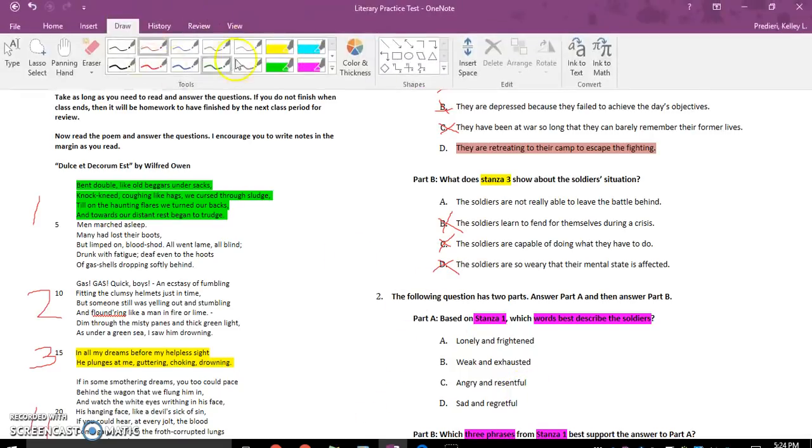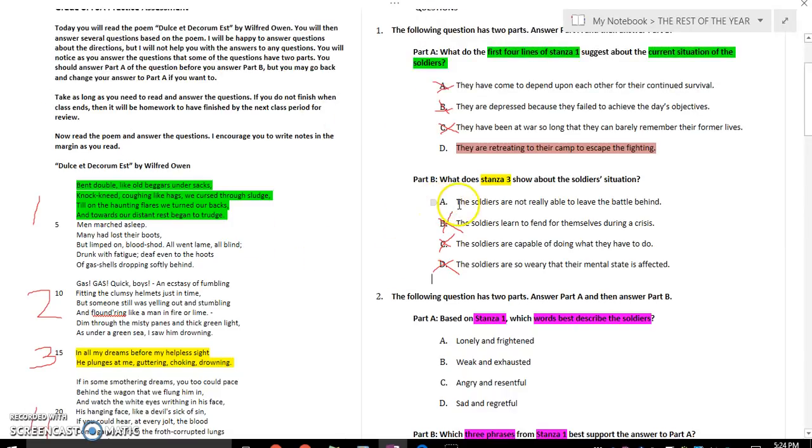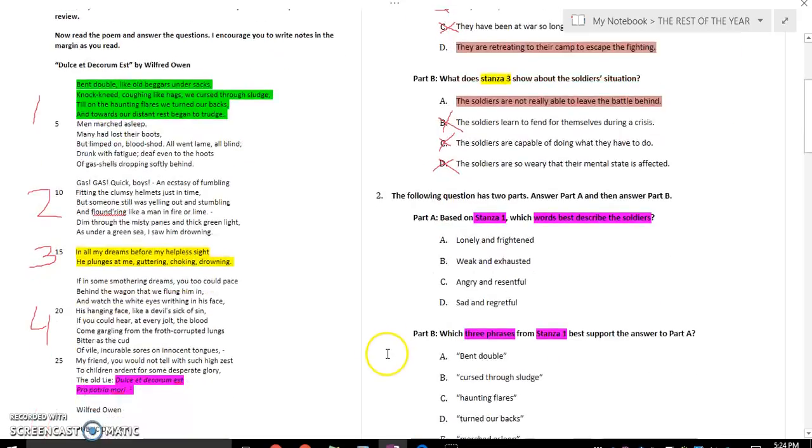Although if we were narrowing things down, that would have left us with a possibility. The correct answer here is A, because even though they're escaping the war, they're turning their backs on it, they're still seeing it in their sleep. So they're not really able to escape the war.